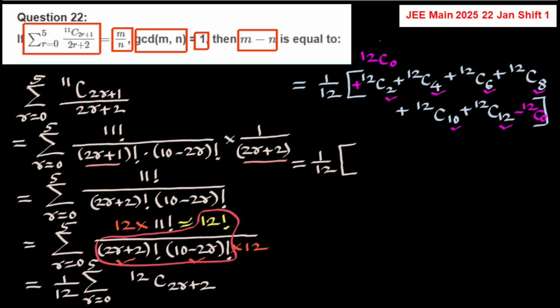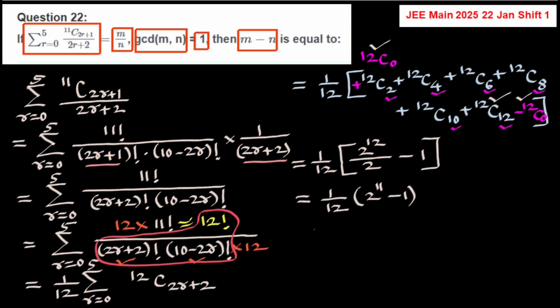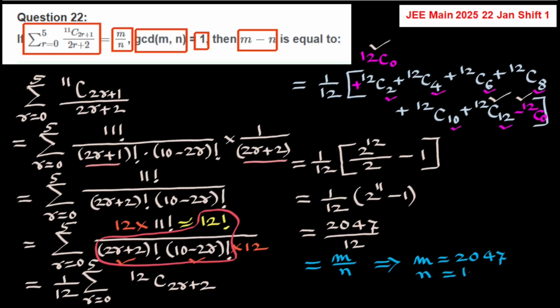1 upon 12 sum from 12c0 to 12c12 is 2 raised to 12 upon 2 minus, for this 12c0 we write 1 upon 12 into 2 raised to 11 minus 1. 2 raised to 11 is 2048 minus 1, 2047 upon 12, which is given to be m upon n, implies m equals 2047, n equals 12, so m minus n will be 2035.